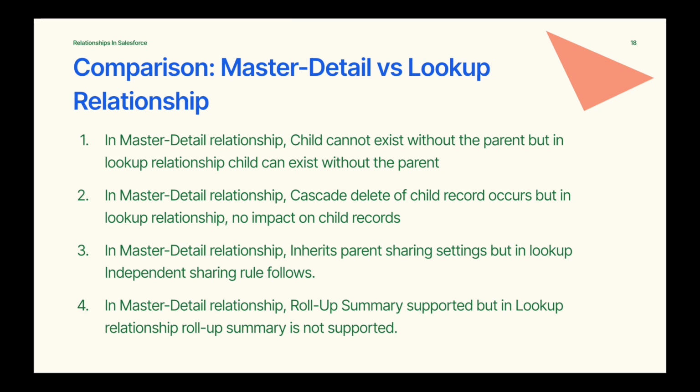In master detail, inherits parent sharing setting is there. That is, a child record or child object will have all the sharing settings and sharing rules related to the parent object. But in lookup, independent sharing rules will be followed on the child object and child records. Then the next is, in master detail, the roll up summary field or roll up summary feature is supported, but in lookup we don't have such a feature or field support available. So yeah.